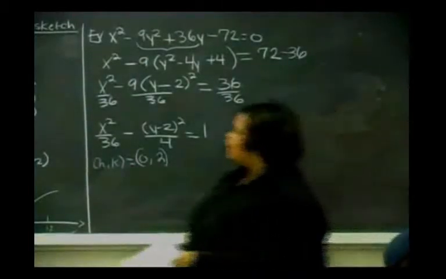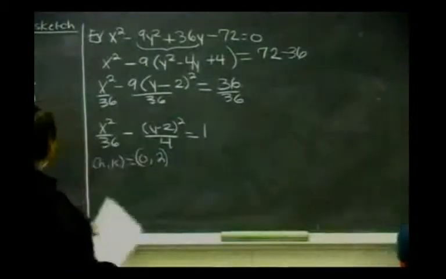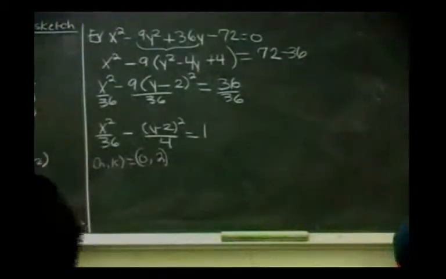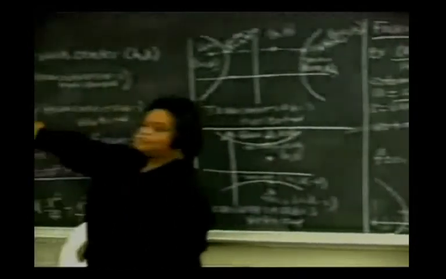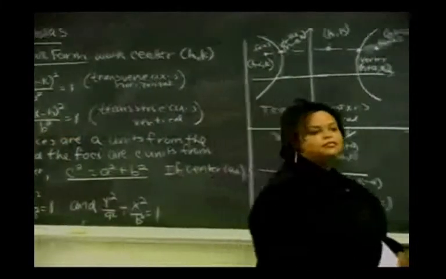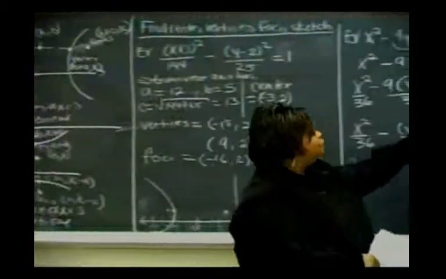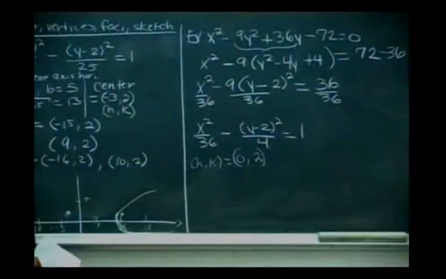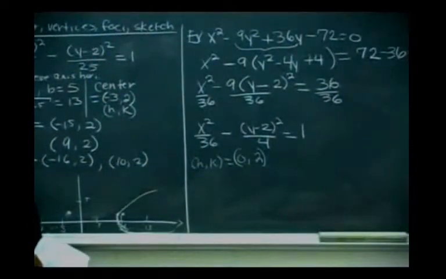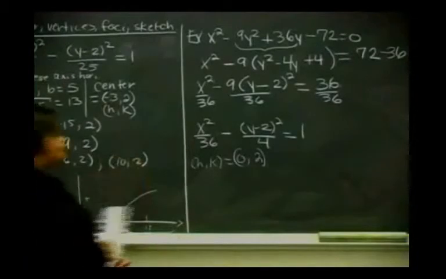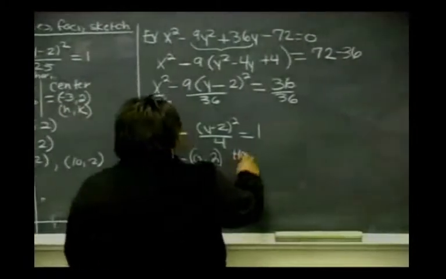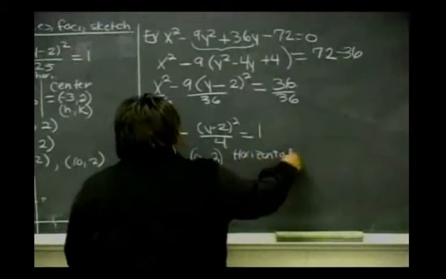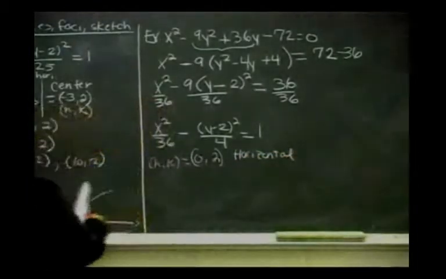Transverse axis is what? Why do you divide by 36? Because standard form has a 1 on that side. So we have to make this 1 by dividing everything by 36. Don't you have to subtract 36 from 72 first? Yeah, 72 minus 36 is 36. Oh, sorry. My transverse axis is what, y'all? Horizontal. Which means I'm in this case here.